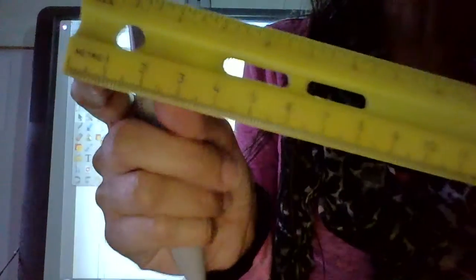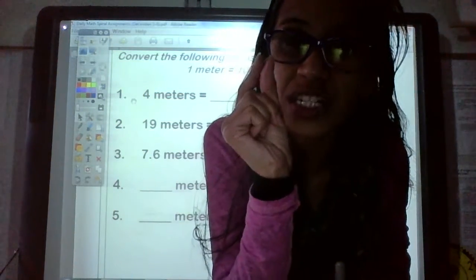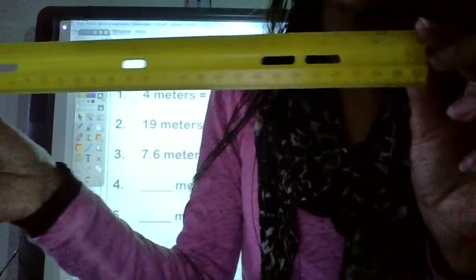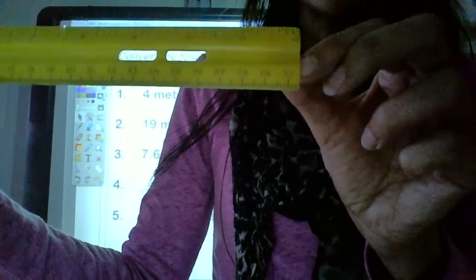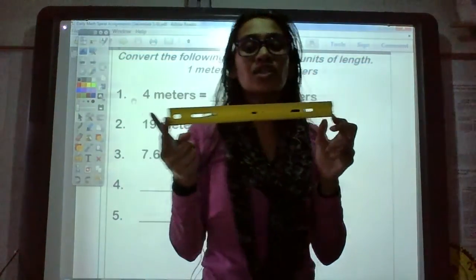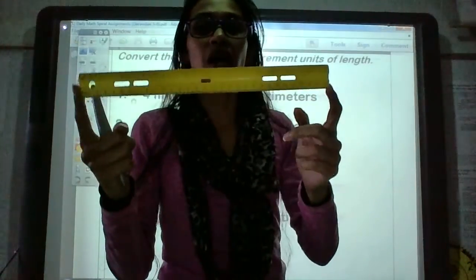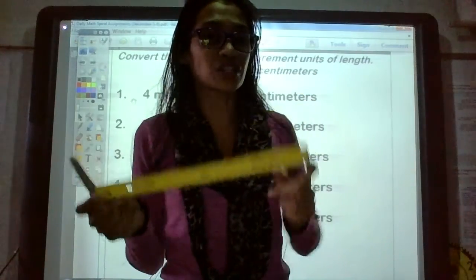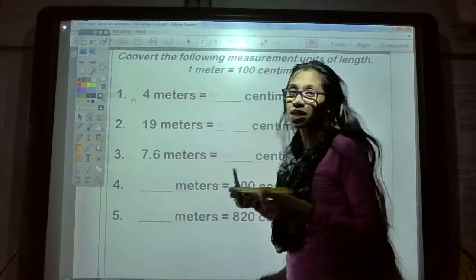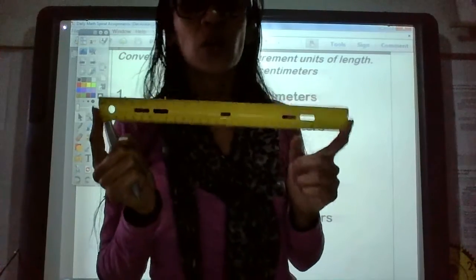All right, so we have centimeters. So imagine it's about the width of your fingers. That is 1 centimeter. Now, if you look at this ruler, what's the largest number? It's 30. So this ruler, which is 12 inches long, which is a foot long, is also 30 centimeters long. Now, 1 meter is equal to 100 centimeters. So guess what? I need more of these to make 1 meter.